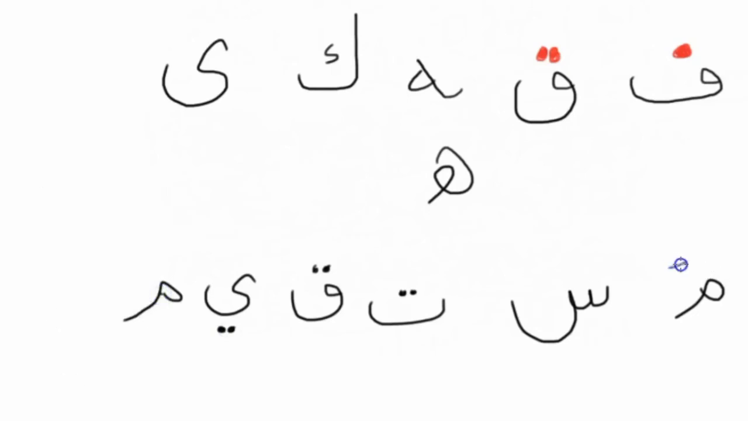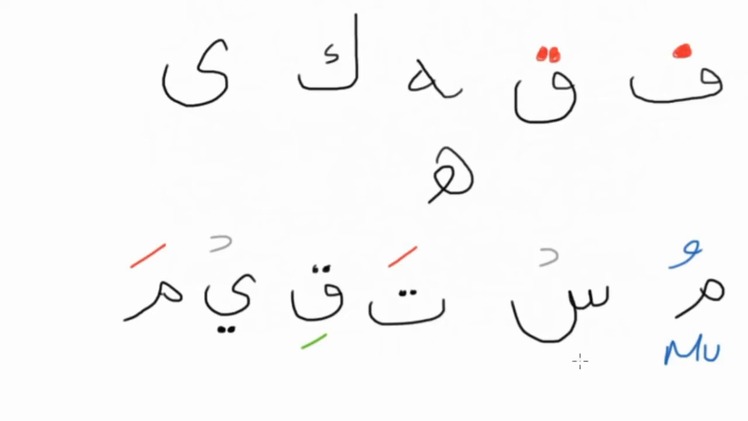So let's add vowels onto there then. The dhamma there on the ma. We add a fatha on the ta. We add a kasra. We add a sukoon on the sa and on the ya. And we'll add a kasra on the qa. Okay, so let's have a go at this then. Fatha on the ma. So mu.